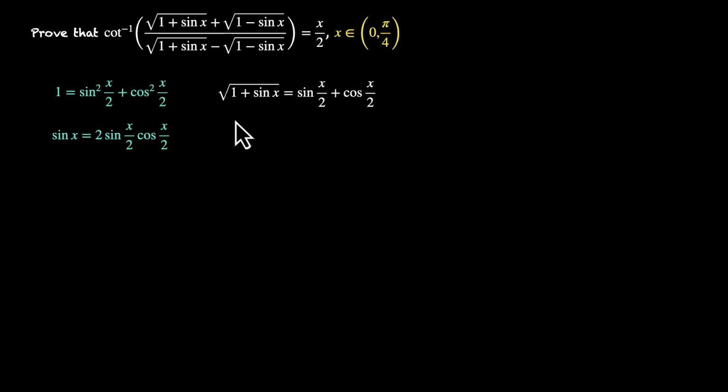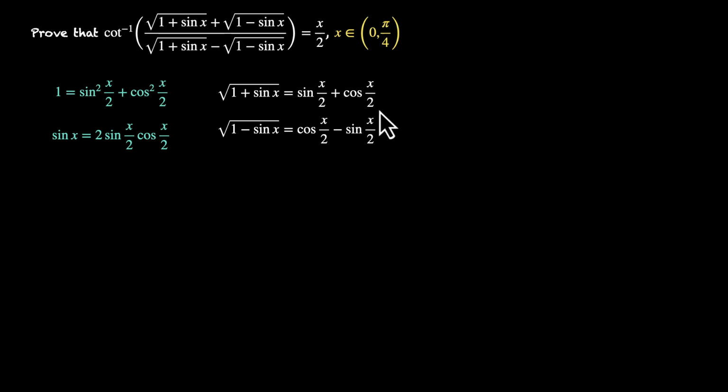This means root 1 plus sin x is equal to sin x by 2 plus cos x by 2. And root 1 minus sin x is equal to cos x by 2 minus sin x by 2. Notice we have written cos minus sin because we're in the first quadrant. This constraint says we're in 0 to pi by 4. When you half this, you're in 0 to pi by 8. That's still the first quadrant.